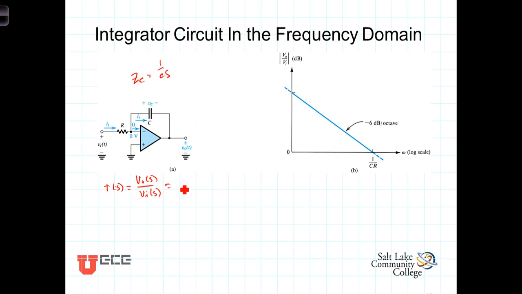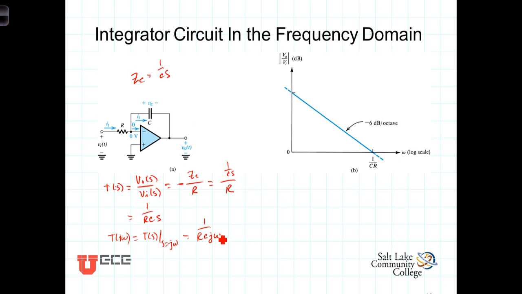is then equal to negative the impedance in the feedback, which is Z sub C, divided by the impedance tied to the source, which is just R. And we get that the impedance of the capacitor is 1 over Cs over R, so the transfer function is equal to 1 over R times C times S. Now, if we let S equal j omega, then T of j omega is equal to T of S evaluated at S equals j omega, which is equal to 1 over RC times j omega.